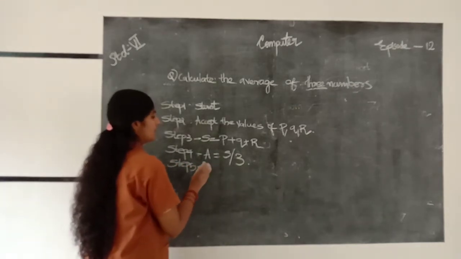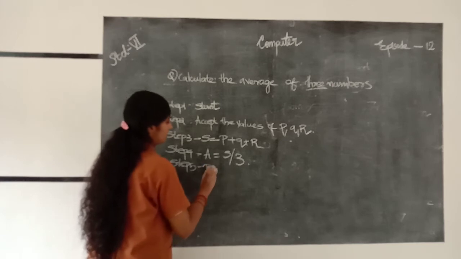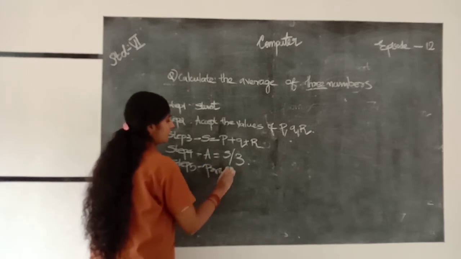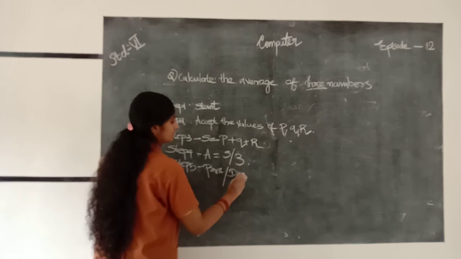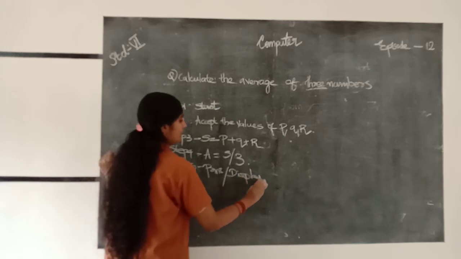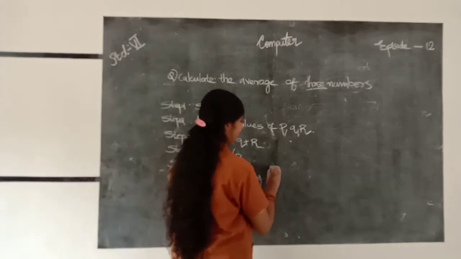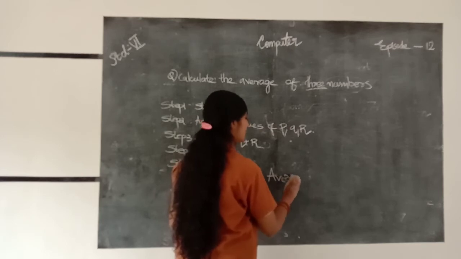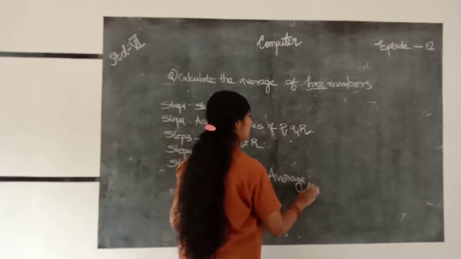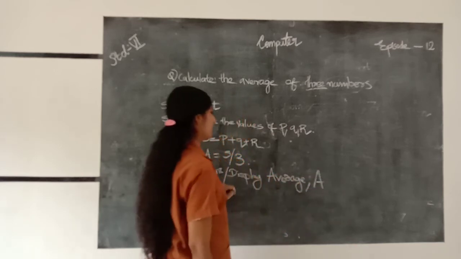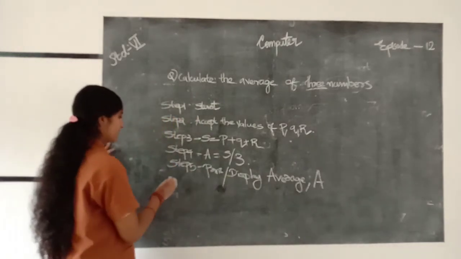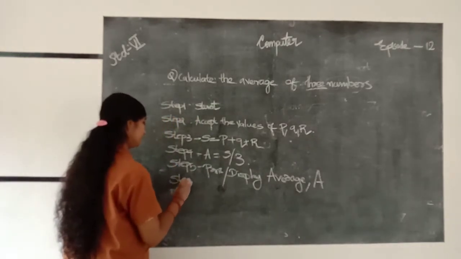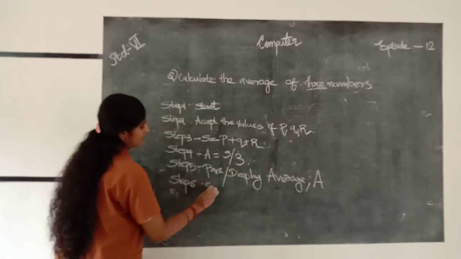Then step 5, printing the average. So print or display average, letter A, average, comma, A. Then step 6, stop.